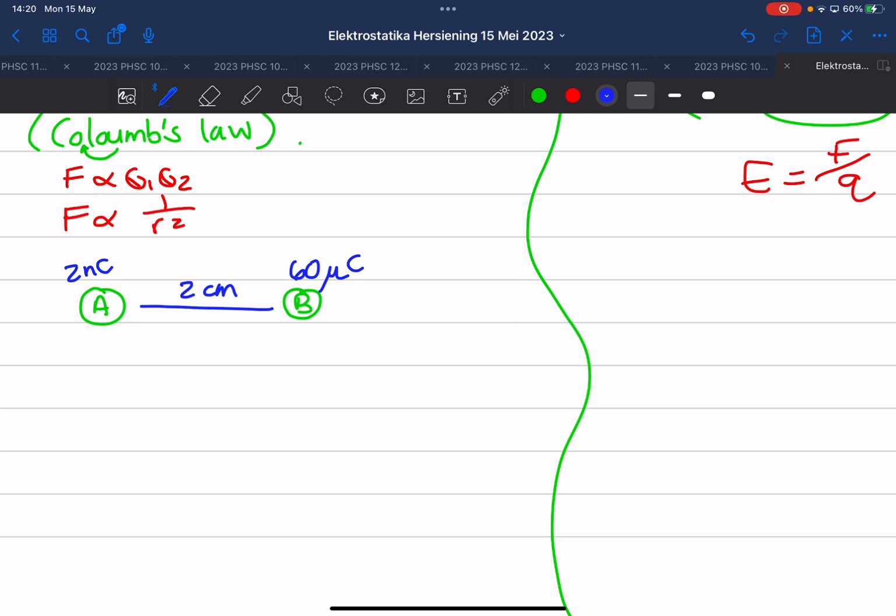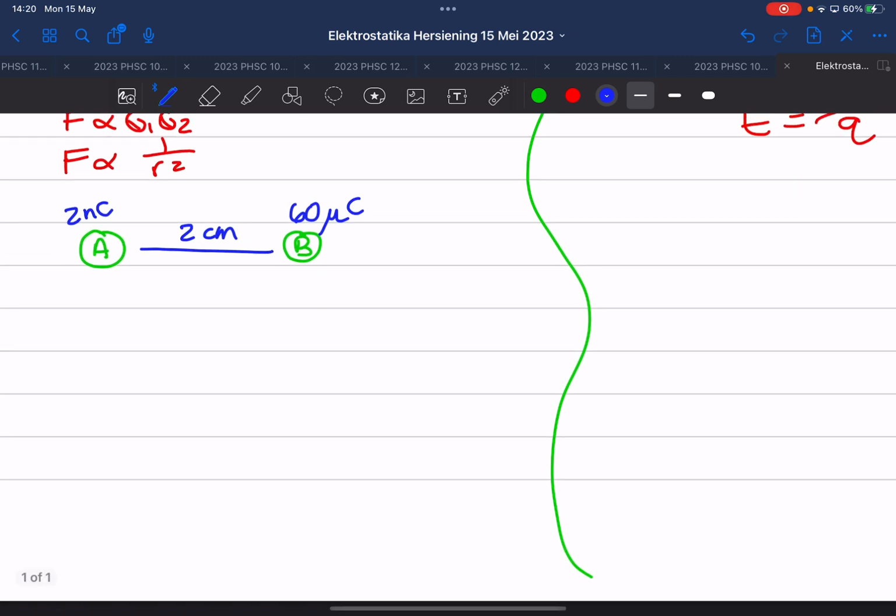Okay, so when we want to determine the force between them, dan moet ons eers die afstand na meter toe vat, so maal 10 tot die mag minus 2, en die lading na coulomb, nie microcoulomb en nanocoulomb nie. Nanocoulomb is maal 10 tot die mag minus 9, en microcoulomb is maal 10 tot die mag minus 6. Okay, so die krag tussen hulle is k q1 q2 oor r kwadraat. K se constant is al bekend.